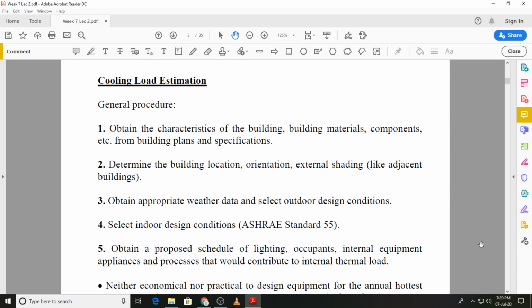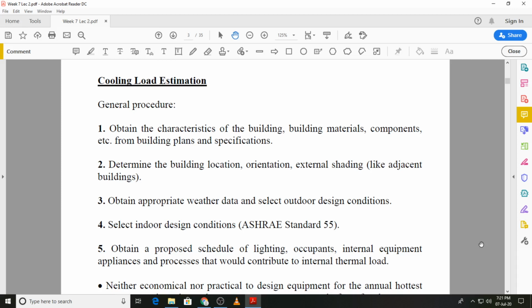cooling load. Then we of course need the weather data to select the outdoor conditions, for which I will show you a typical data sheet that I have obtained from the ASHRAE climatic data CD. Then we will select the indoor design conditions based on ASHRAE standard 55. We will of course need a schedule of lighting, occupants, and internal equipment and appliances.